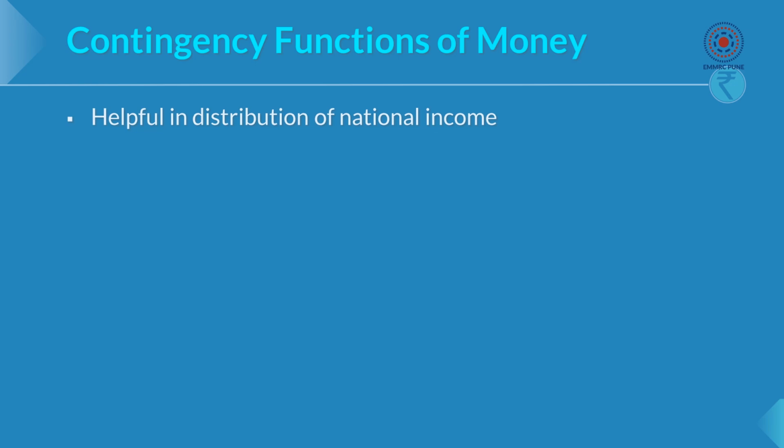One of the contingency functions of money is it is helpful in distribution of national income. Total output of the country is jointly produced by the different factors of production, namely land, labor, capital and entrepreneur. Therefore, the total output or total national income gets distributed among these four factors of production in form of rent, wage, interest and profit respectively. This payment made to the factors of production is expressed in monetary terms.